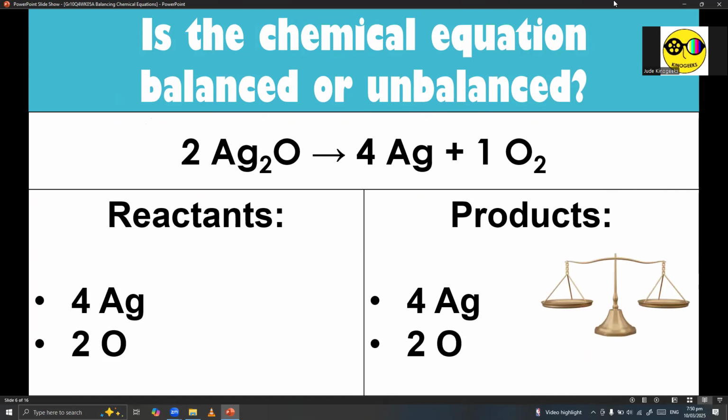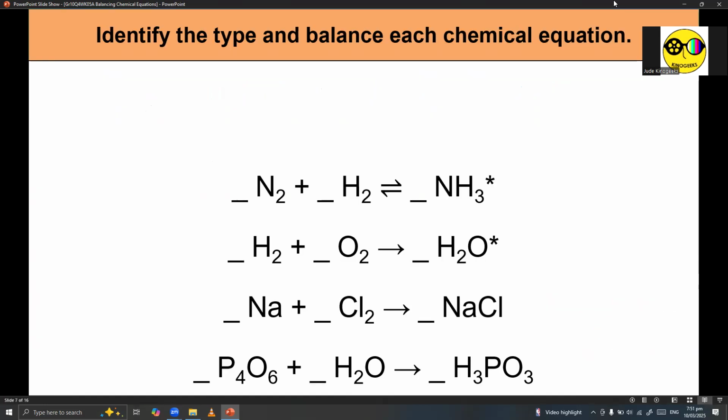So because the title of this lesson is Balancing Chemical Equations, our goal is to turn unbalanced to balanced. Okay? So let's identify first the type and balance each chemical equation. So these four reactions, no, they follow the combination reaction format because they start as separate entities, whether they are elements or compounds, and they end up as one big entity. So in Tagalog, no, they start as nagsimulang magkahiwalay, then eventually nagsama. So how do we balance chemical equations nga pala?